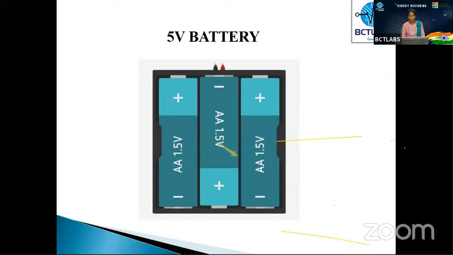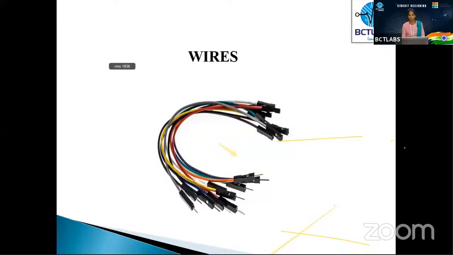As we know, to power up an electronic device we require a supply. We are going to get the supply using a battery. Here we are going to use a 5-volt battery, because the operating voltage of the LED and the motion sensor is 5 volts. Then, to interconnect each and every component with each other, we require connecting wires.